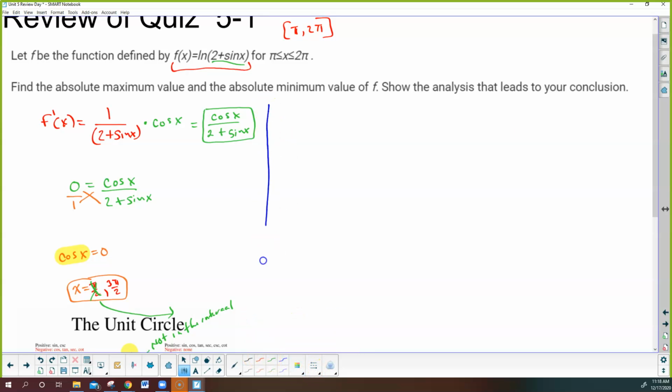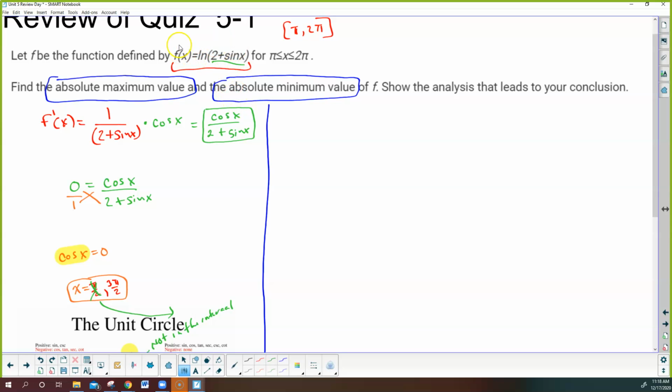If you're ever looking for the absolute max and min, you don't have to do a sign chart, because if it is truly the absolute max and the absolute min, it's just going to have the lowest or highest output of the original function. So what we're going to do is we're going to test the critical point. And there's only one, right? Here's my critical point right here, 3 pi over 2.